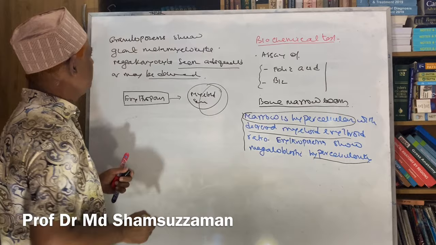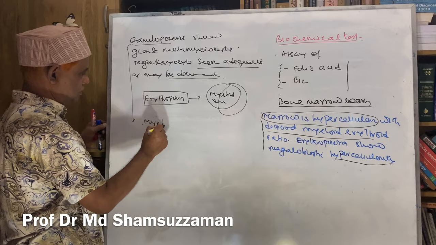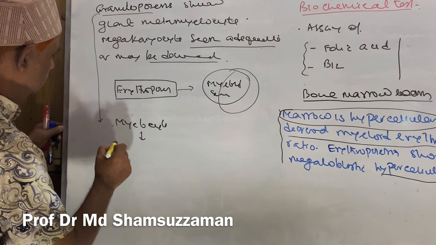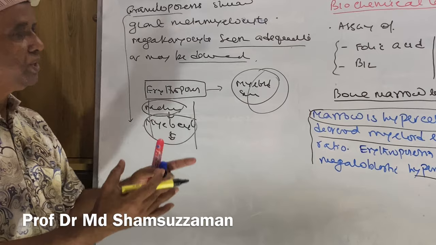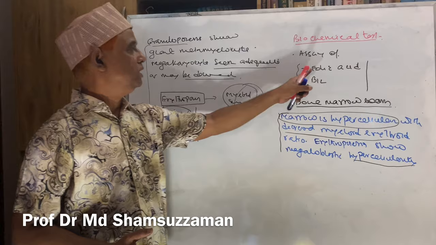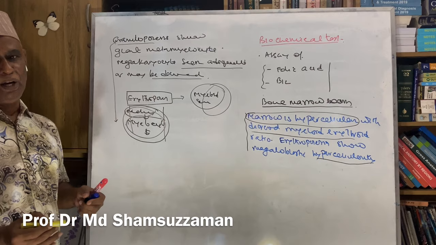Dear audience, you know, there are a lot of stages in granulopoiesis. One of the steps of granulopoiesis is myelocyte, and from myelocyte, metamyelocyte. So metamyelocyte and myelocyte are the stages of granulopoiesis. And for its maturation, it needs folic acid and vitamin B12. If there is deficiency of this, there is maturation arrest, so there is development of giant metamyelocyte, not the usual size of myelocyte, rather giant metamyelocyte.